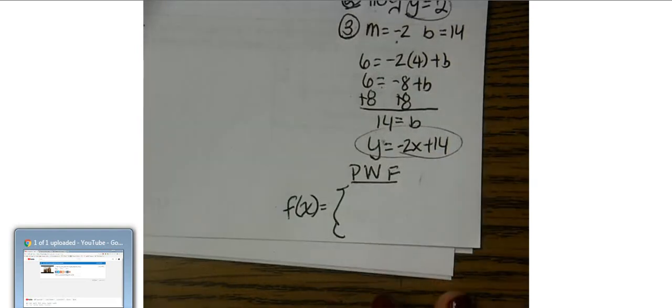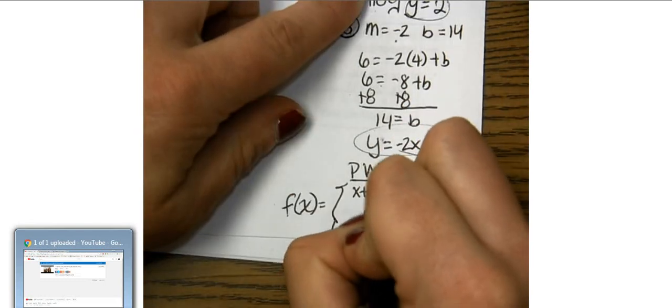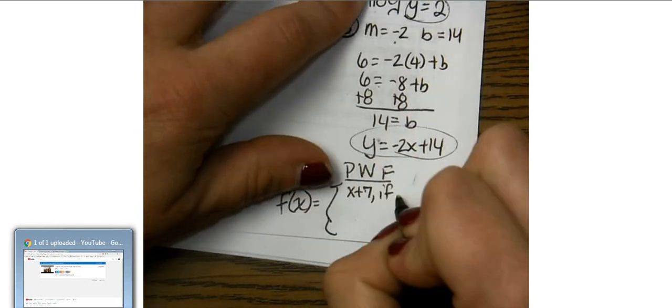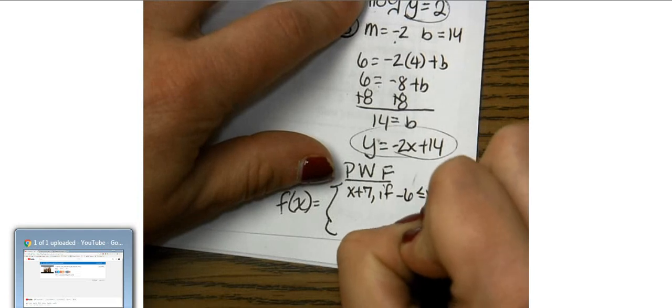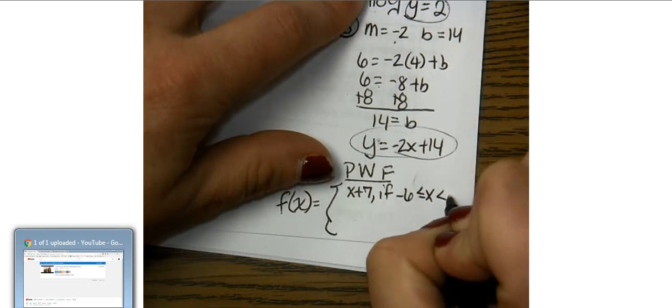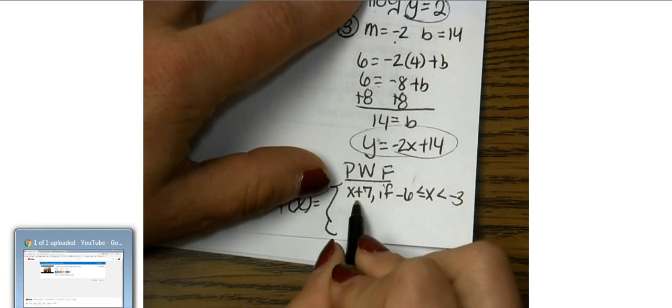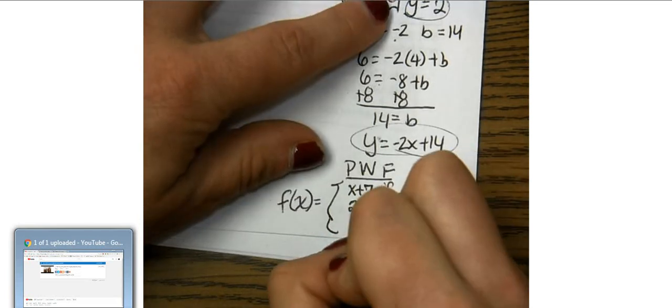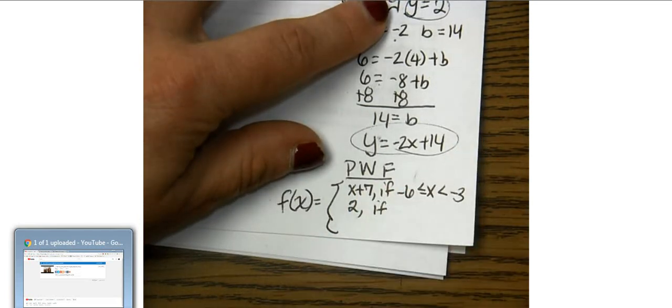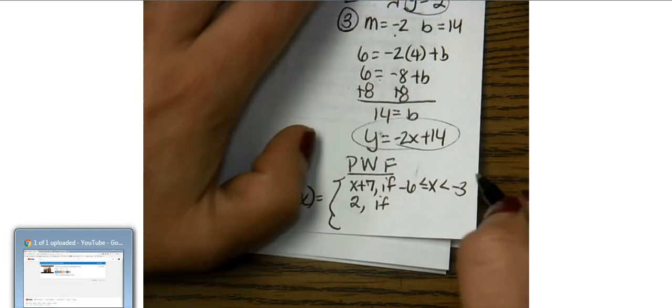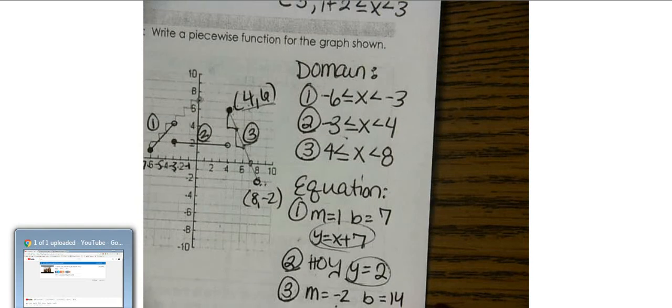And I'm going to write my first piece as x plus 7, and that happens if -6 is less than or equal to x, which is less than -3. My second piece is simply the number 2, and that happens if my domain piece is -3 is less than or equal to x, which is less than 4.